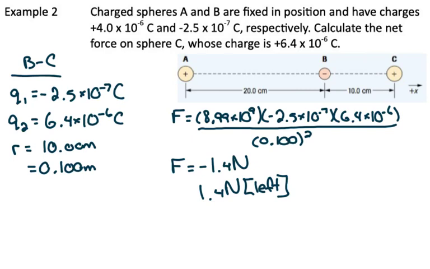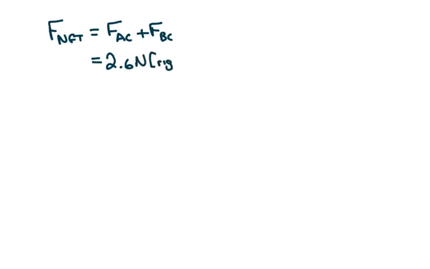Now the net force on C is just the sum of all the forces. So the force from A to C plus the force from B to C. So from A to C, we had 2.6 newtons to the right. From B to C, we had 1.4 newtons to the left.